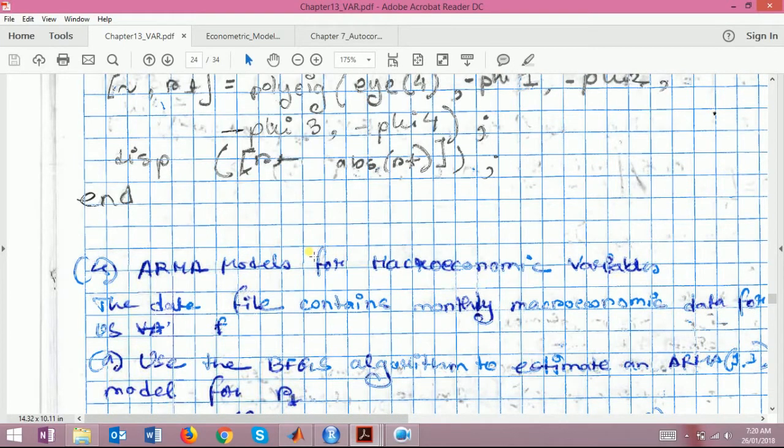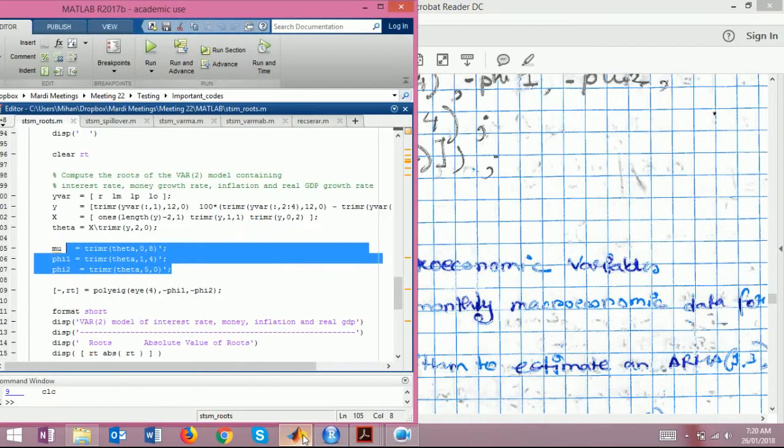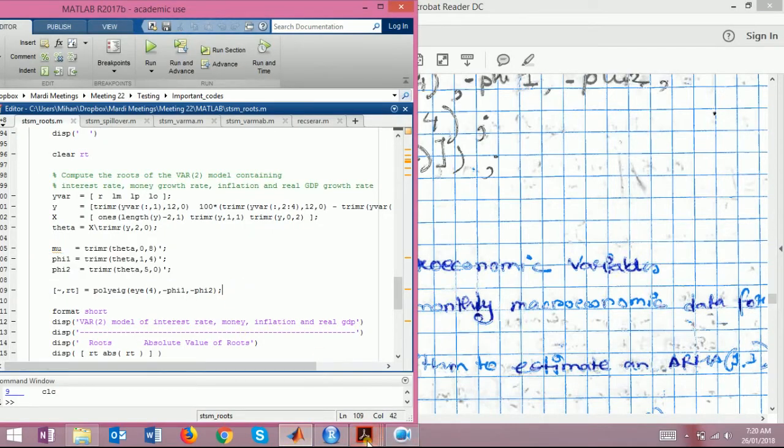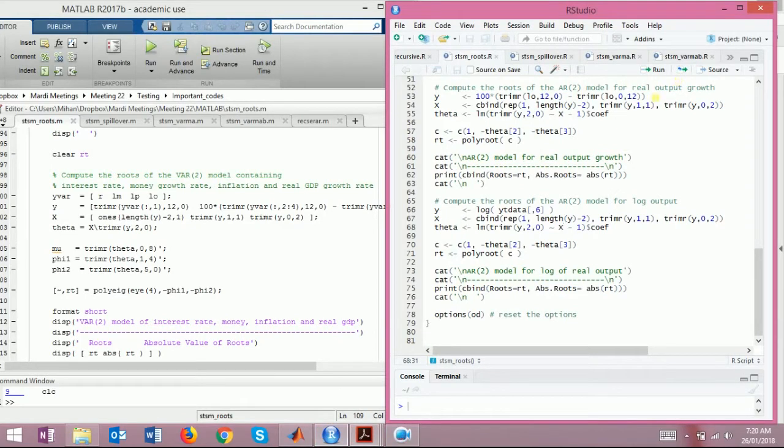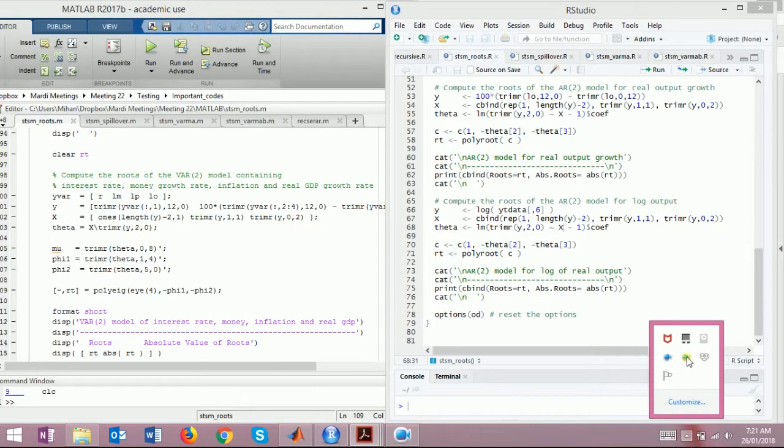Okay. So roots and absolute roots. There you go. Your problem for this one is also solved. Which one was STSM roots? Let's take a small break.